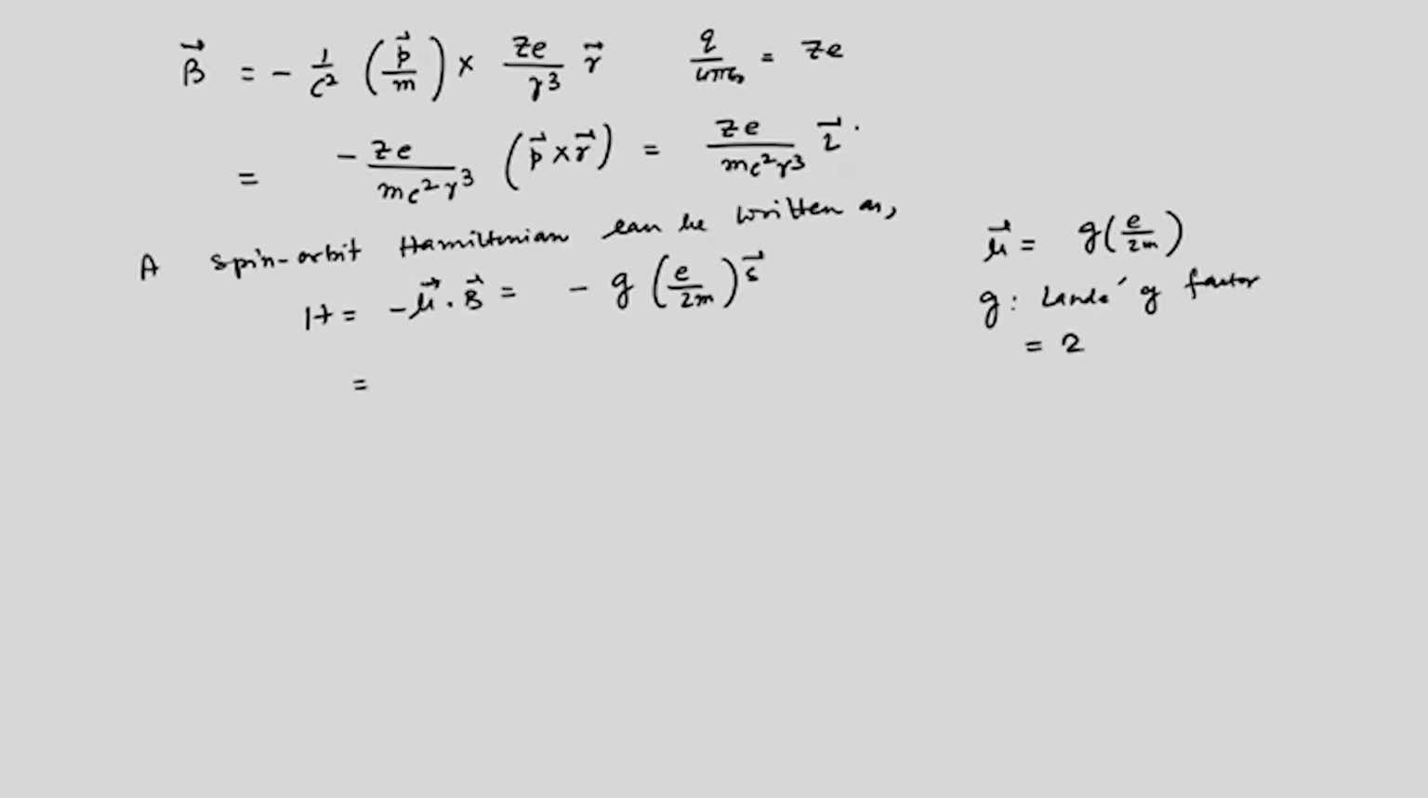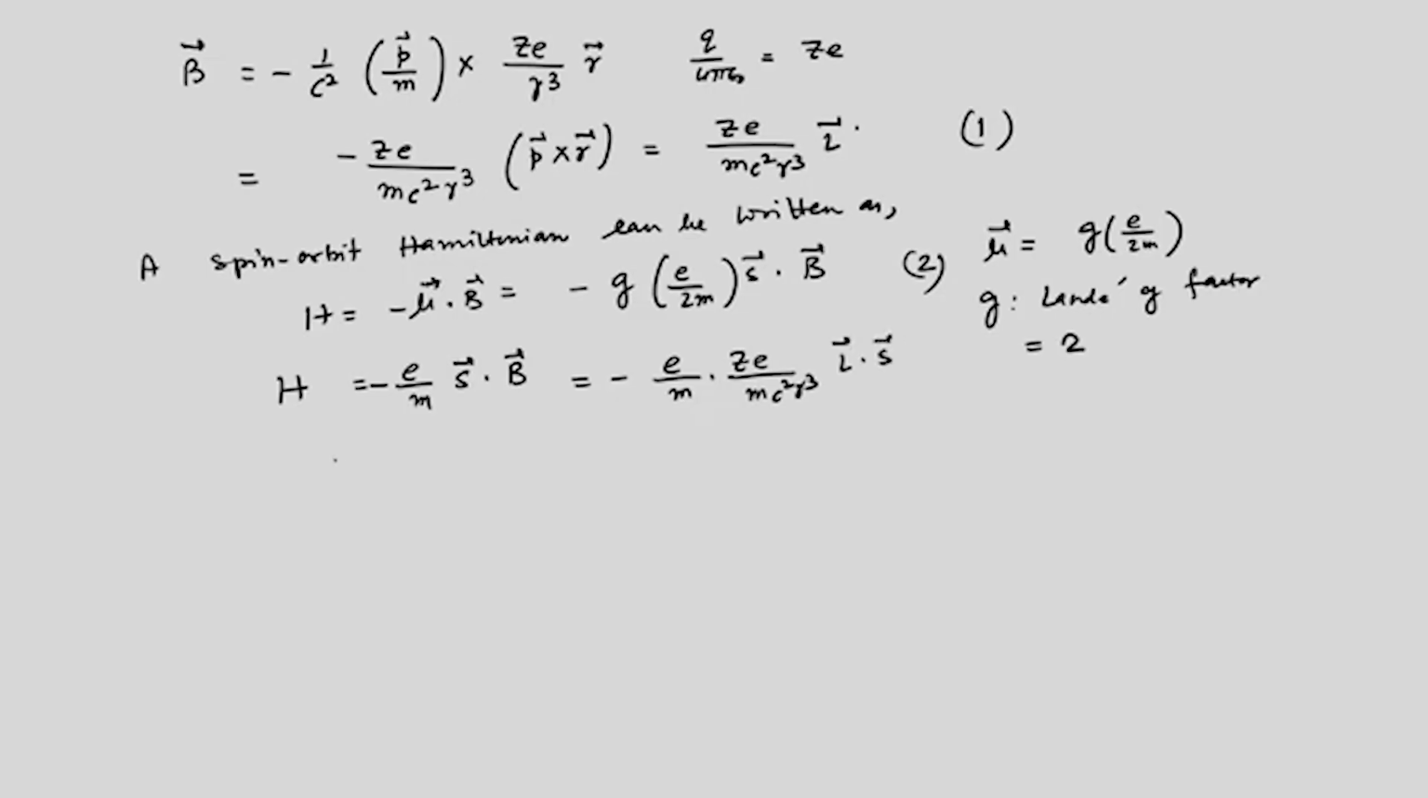And this has a value which is very close to 2. So, this becomes equal to e over m with a minus sign into S. So, the H becomes equal to, so this is S dot B. And B we replace from equation 1, say for example, and so if you do that, then it becomes minus e by m into Z e divided by m c square r cube, and then there is a L dot S.